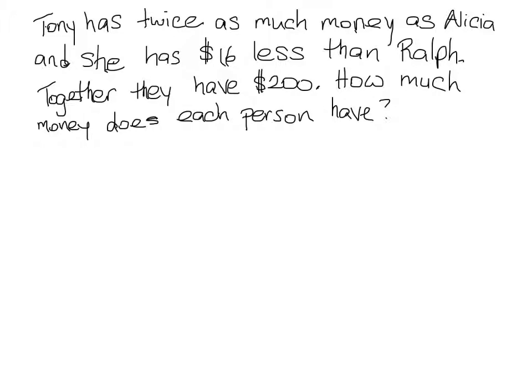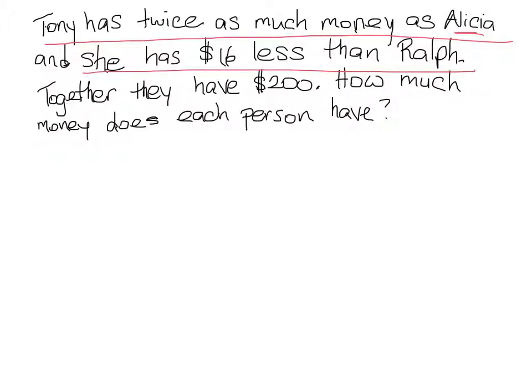What do you want? So we know here that Tony has twice as much money as Alicia. All right, we know that she, which is Alicia, has $16 less than Ralph. And we also know that together, all three of them have $200. So there are three people, altogether they have $200.